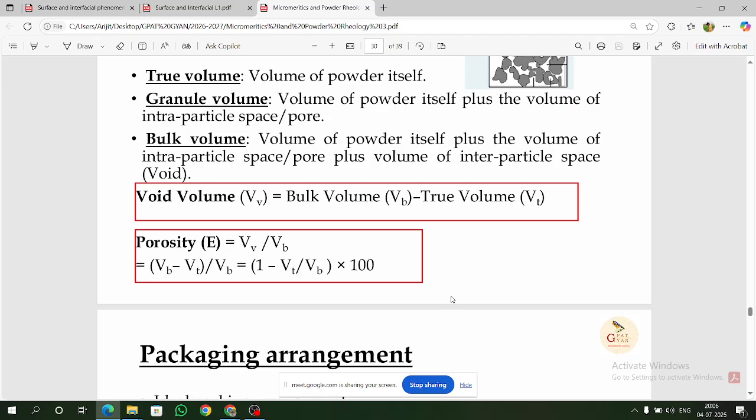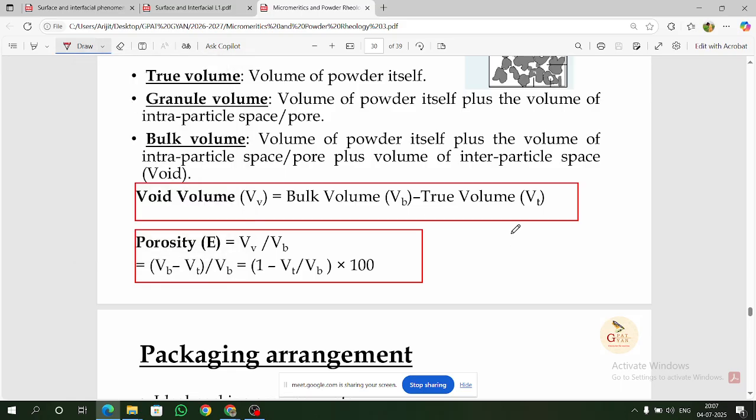But basically in the questions they will not give you that term directly. They will refer to things like true volume and bulk volume, and from those you have to calculate the porosity, and obviously it will be in percentage, I mean multiplied by 100. Okay, so that is the porosity formula.